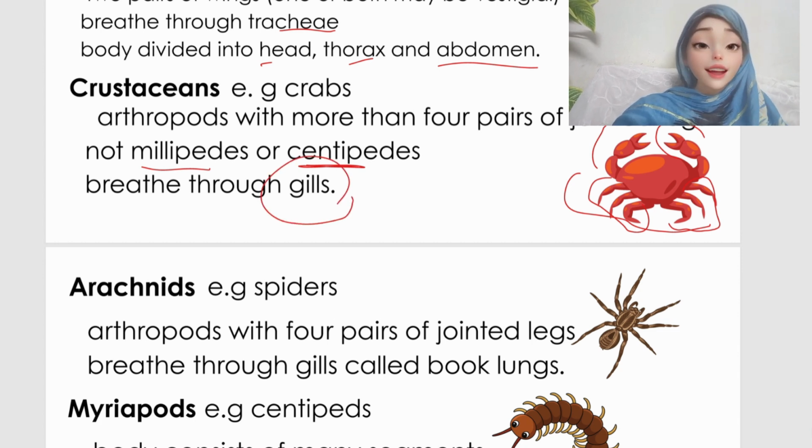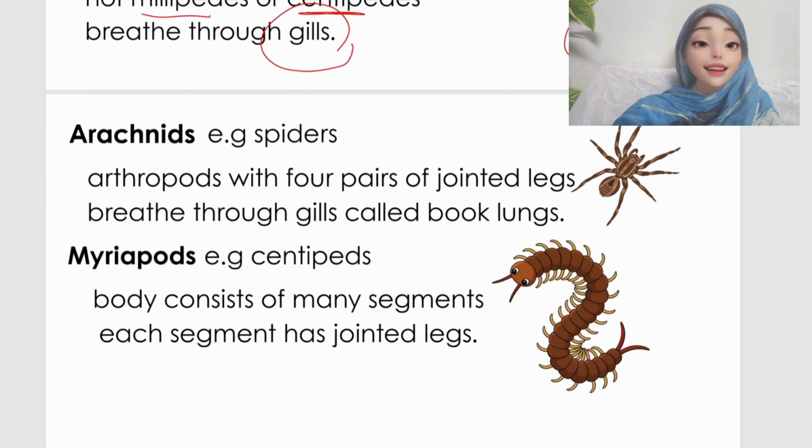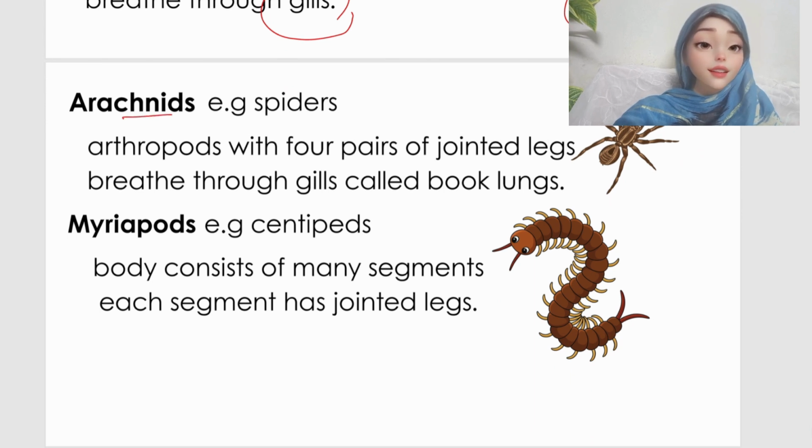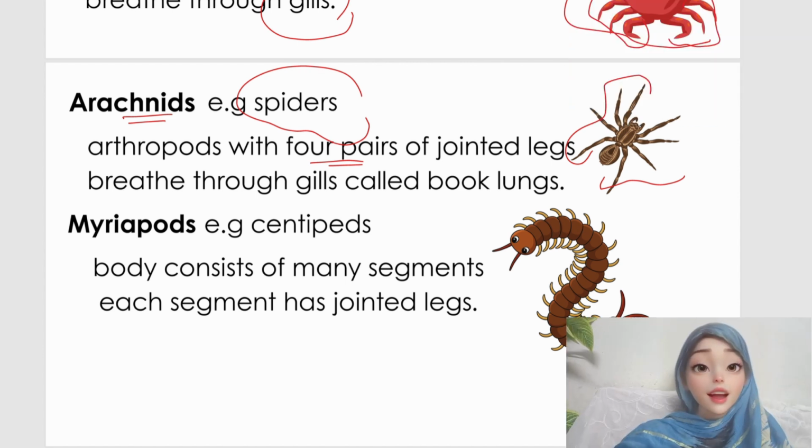Okay, now let's move on to the arachnids. Arachnids, for example, the spiders. Arachnids have four pairs of jointed legs. They also breathe through gills, also known as book lungs. So arachnids have book lungs.